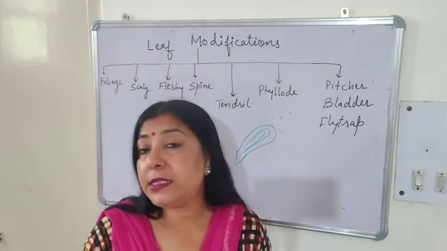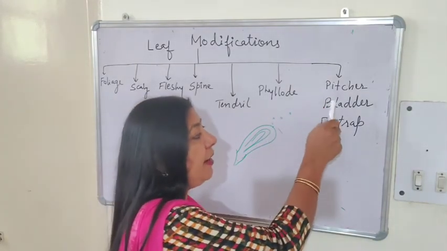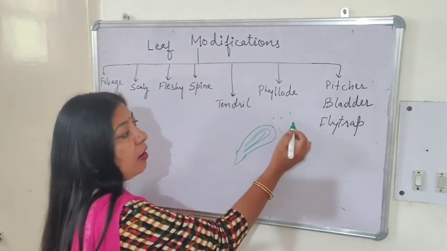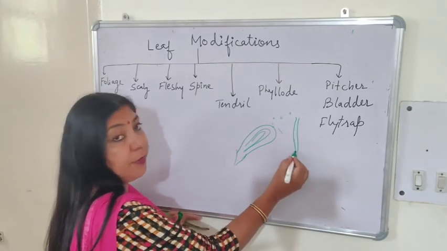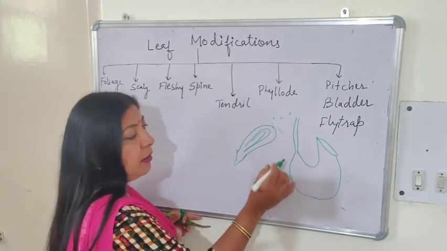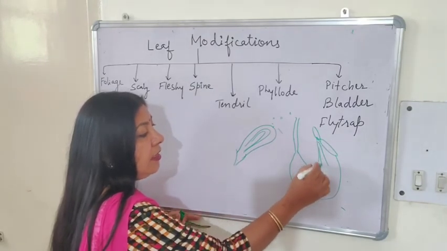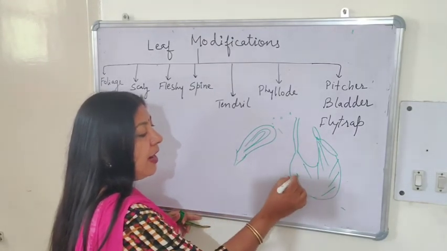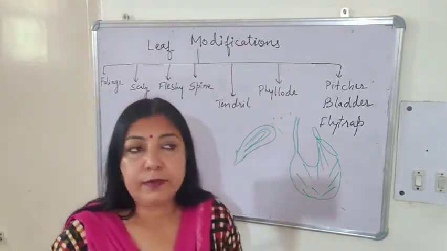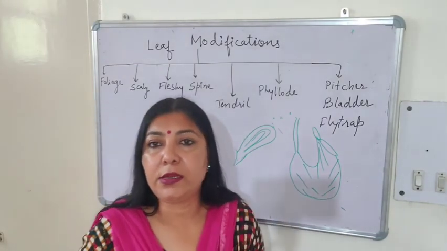Then next are the insectivorous plants. In insectivorous plants, these pitcher, bladder and flytrap, they are again the leaf modification. For example, if I draw, a pitcher plant has got a petiole and then the pitcher is actually the lamina. This is petiole, this is lamina and this is leaf apex and the veins are acting as spine-like structures. So this is a modification of leaf. Likewise, bladder and fly traps, they are also the leaf modification.